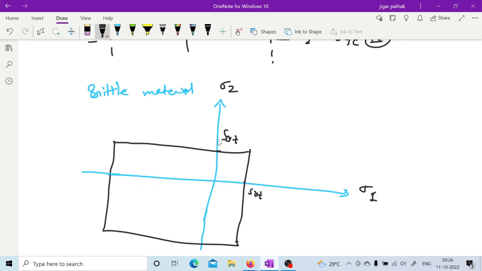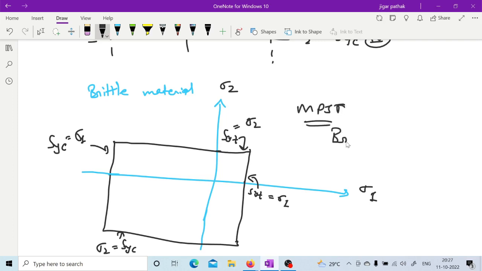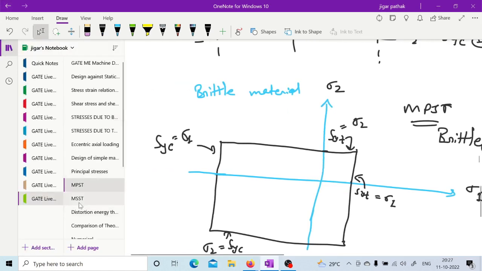While here, see, this is SYT for sigma 2, this is SYT for sigma 1, here it is SYC for sigma 1, and here it is SYC for sigma 2. So like this it will be expanded towards the compressive side in case of brittle material for maximum principal stress theory. And maximum principal stress theory is generally applied to brittle material only, right? So this is how you are having change in case of this brittle material.